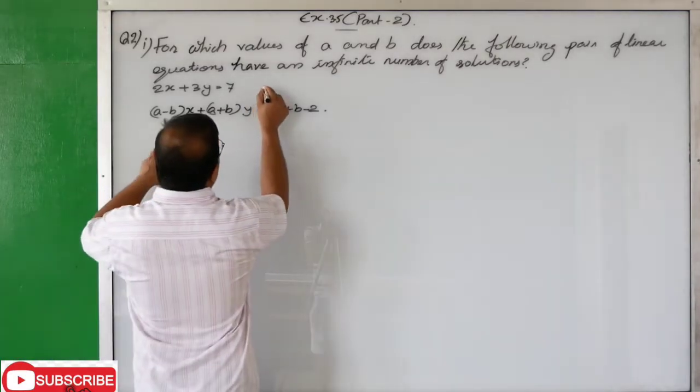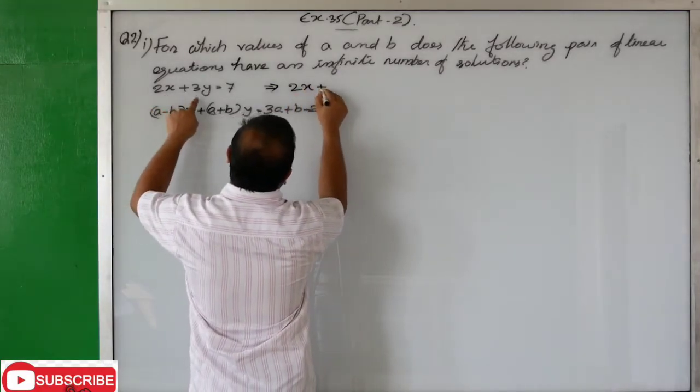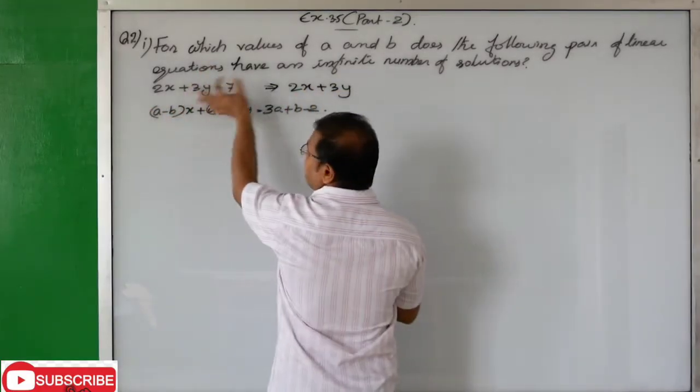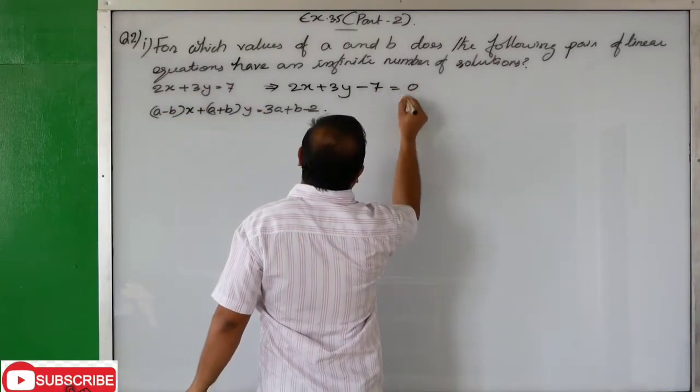So the first equation we will arrange one more time. That is 2x plus 3y, 7 is on the right side, we'll carry it to the left side. It will be minus 7 equal to 0.